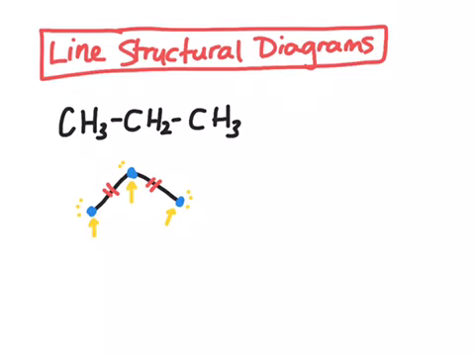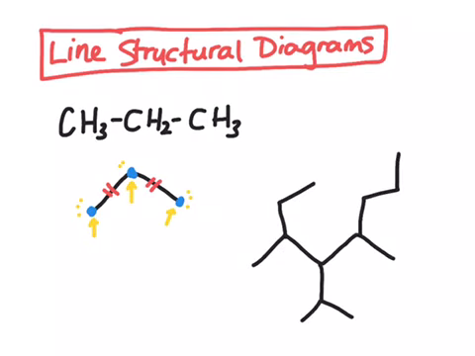Line diagrams are useful when we're drawing more complex shapes. So, for example, if we were to draw this shape, this molecule would be very tedious to draw and interpret if it were drawn as a structural diagram or even as a condensed structural diagram. But as a line diagram, we can easily interpret. So we can count the number of carbons. 1, 2, 3, 4, 5, 6, 7, 8, 9, 10, 11, 12, 13 carbons.